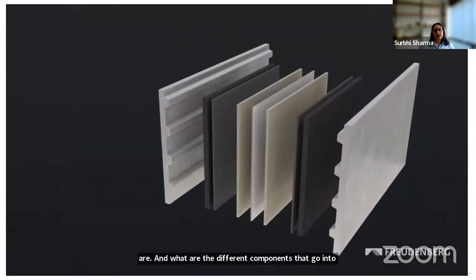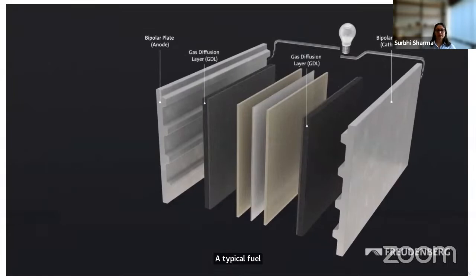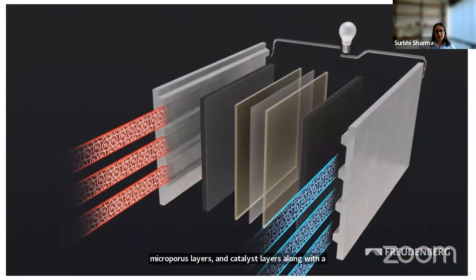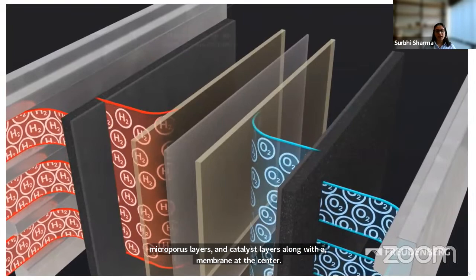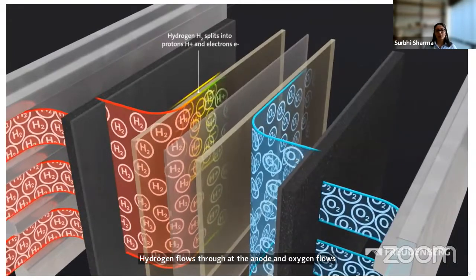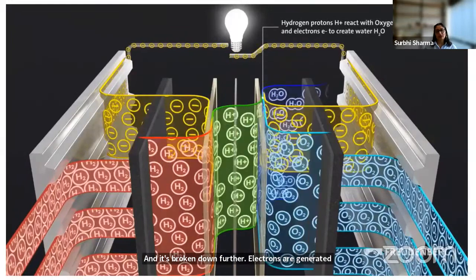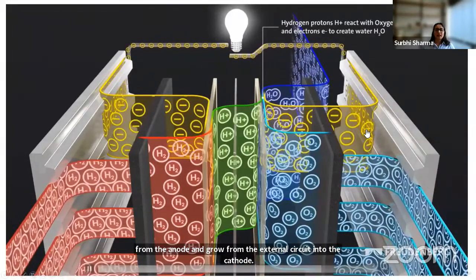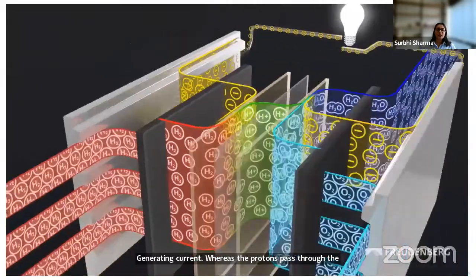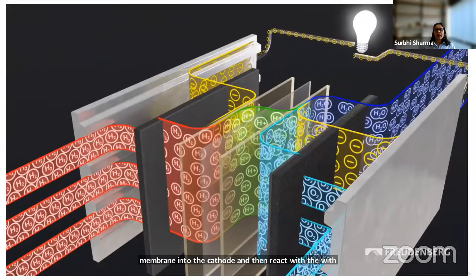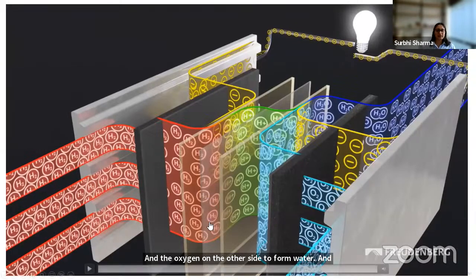A typical fuel cell has a variety of components within it. There's bipolar plates, gas diffusion layers, microporous layers, and catalyst layers, along with a membrane at the center. Hydrogen flows through at the anode and oxygen flows through at the cathode side, where each of them reacts with the catalyst and is broken down further. Electrons are generated from the anode and go from the external circuit into the cathode, generating current, whereas the protons pass through the membrane into the cathode and then react with the electrons and the oxygen on the other side to form water. And that's the basic operation for all fuel cells.